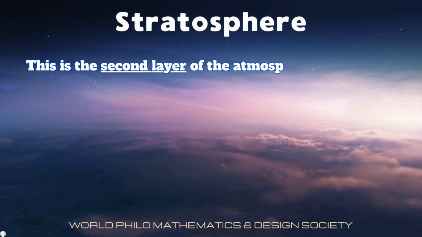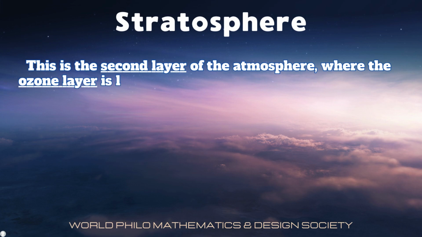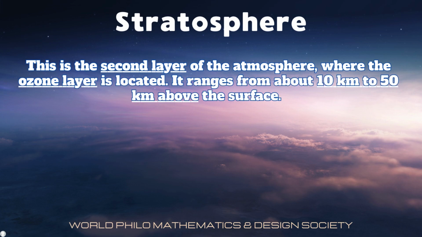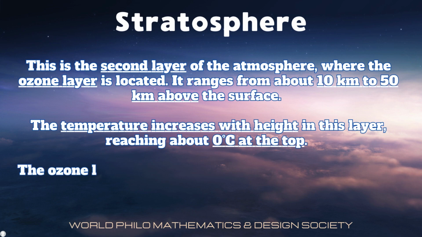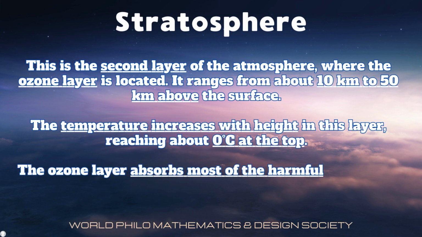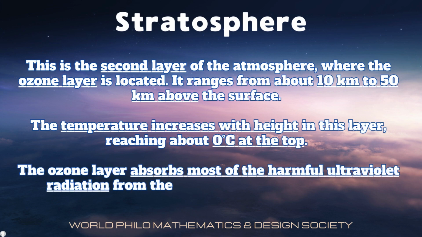Stratosphere is the second layer of the atmosphere, where the ozone layer is located. It ranges from about 10 km to 50 km above the surface. The temperature increases with height in this layer, reaching about 0 centigrade at the top. The ozone layer absorbs most of the harmful ultraviolet radiation from the sun, protecting life on Earth.